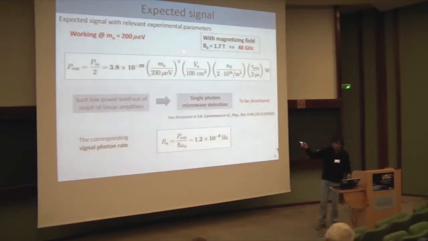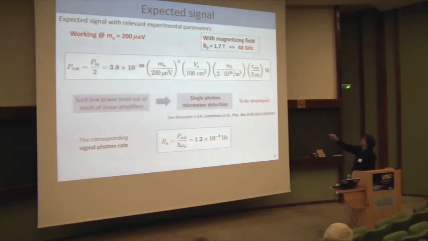So now we can try to calculate what is the expected signal that we have for our setup. And again, since we got rid of the radiation damping mechanism, we can put in a minimum time which is related to the properties of the material or of the cavity, say about 2 microseconds. We put the usual reference mass, 200 microelectron volt. That means that we are using a static magnetizing field of about 1.7 Tesla, 48 gigahertz. Say a reasonable volume, 1/10 of a liter. And this is the typical spin density for this YIG material that you saw before. And this is the power that we got.